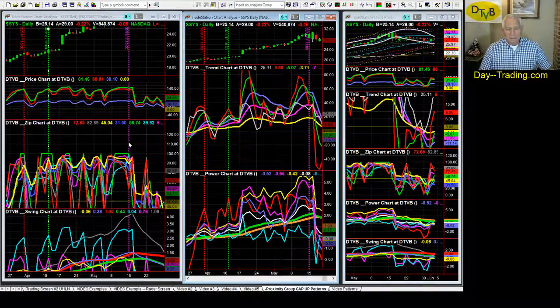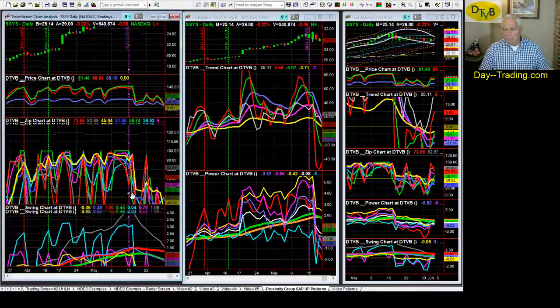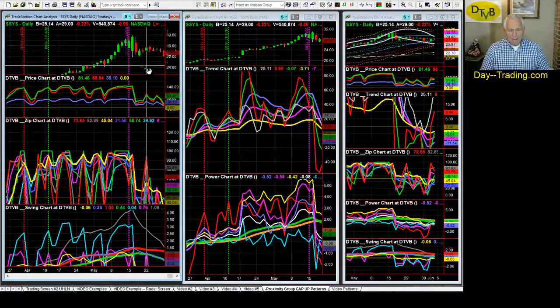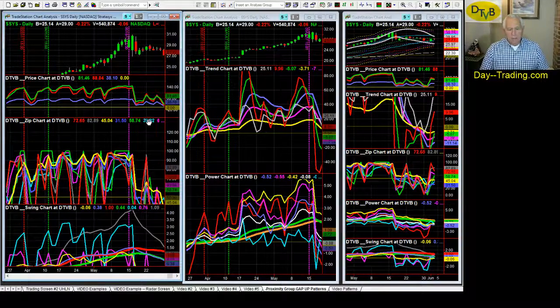Especially when you see a Zip Red dropping, Zip Red right there is at 62 on the pink vertical line. When it's dropping that far, the general reaction is normally going to be, well, it's going to continue going down. All right, but that has not happened in this case, and I want you to see why.